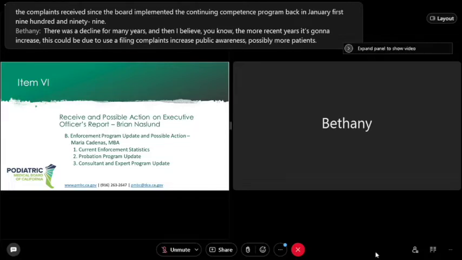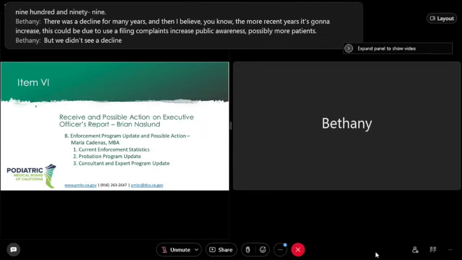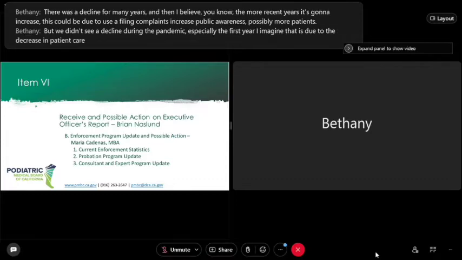But we did see a decline during the pandemic, especially the first year. I imagine that is due to the decrease in patient care. Our data now is coming up closer to the past trends and averages.